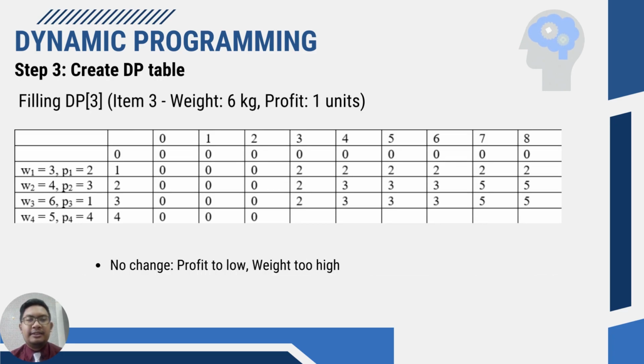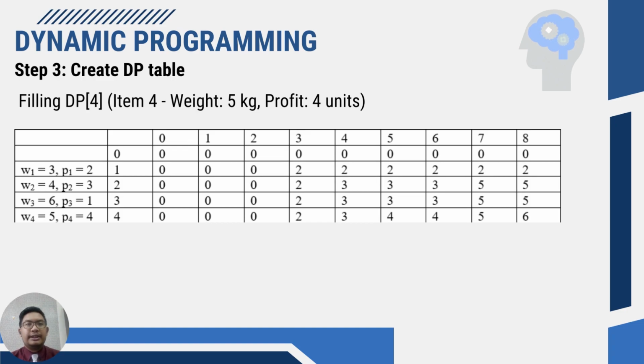Now we have the third item with the weight 6 kilograms and profit of only 1 unit. And we can see here that for the third item row, there are no changes. This is because although the weight is high, it leads to a low profit, and we cannot fit the units into any of the columns to increase the profits. Hence it remains the same value.